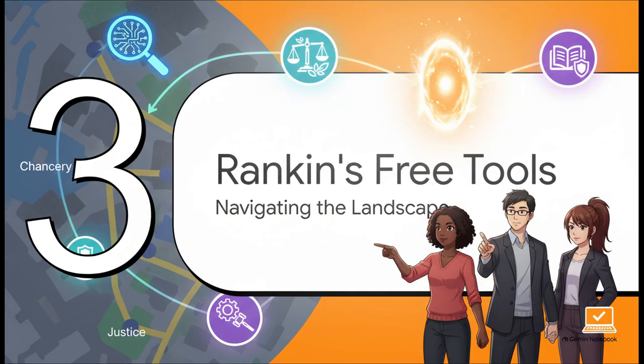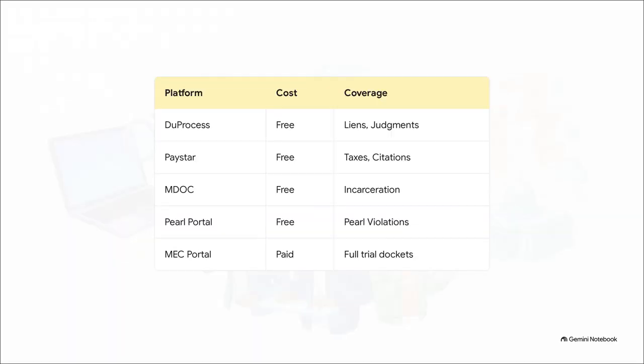Rankin County's court systems are actually fractured across chancery, circuit, and justice courts, so you really need to know which specific tool solves which problem. Now, this table right here is incredibly crucial for your research strategy. It maps out the main platforms by what they cover, and crucially, what they cost. The state's main portal, MEC, charges fees for remote access. But if you focus your attention on tools like Due Process, Paystar, and Delta systems, you get 100% free remote access to massive amounts of data. We're talking everything from property judgments to justice court citations. This is exactly how you bypass the paywalls.